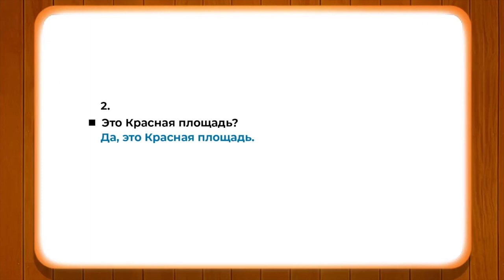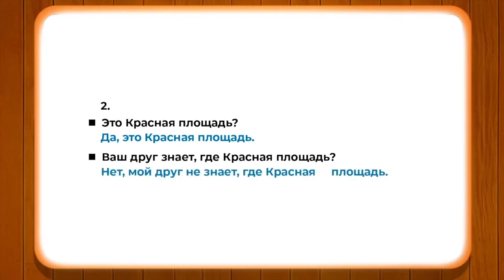And as I can understand that you must be learning it properly, whenever we are answering with the help of Да, we are using Да, a pause, and a flat sound, это Красная площадь. Then the next question, Ваш друг знает, где Красная площадь? So, the person is asking, Ваш друг знает, does your friend know, где Красная площадь? Where is the Red Square?